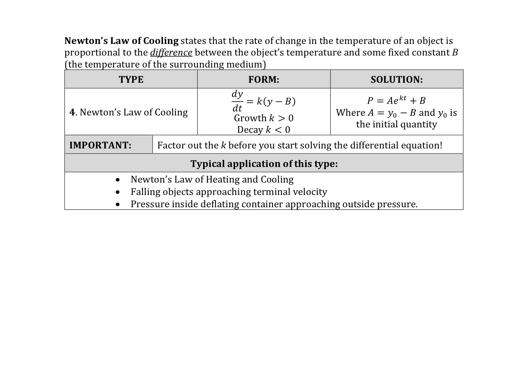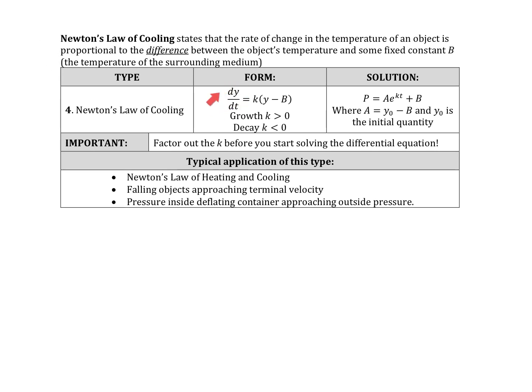Newton's law of heating and cooling, apparently here it just says cooling, states that the rate of change in the temperature of an object is proportional to the difference between the object's temperature and some fixed constant B, usually the temperature of the room or the temperature of whatever it's in. So the rate of change of an object is proportional to the difference between the object's temperature and some fixed constant B. So if k is greater than 0, we have growth. If k is less than 0, we have decay. And we get this solution here.